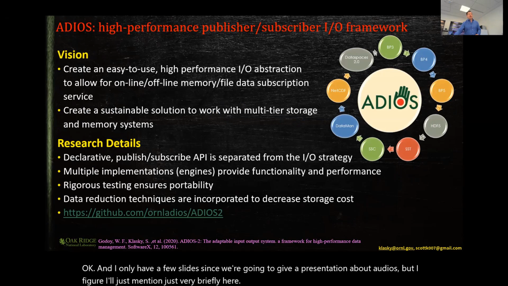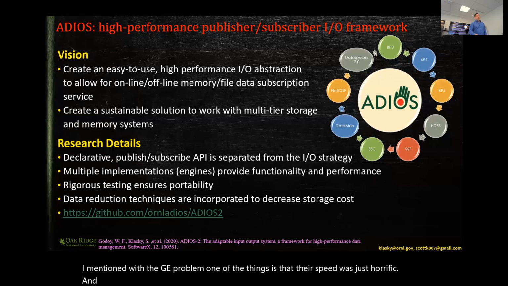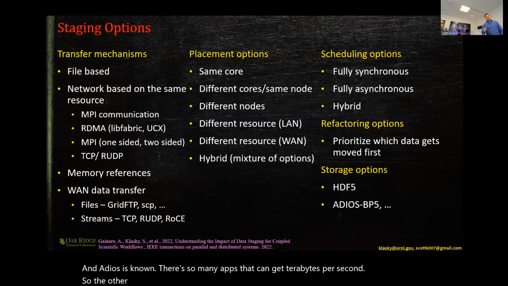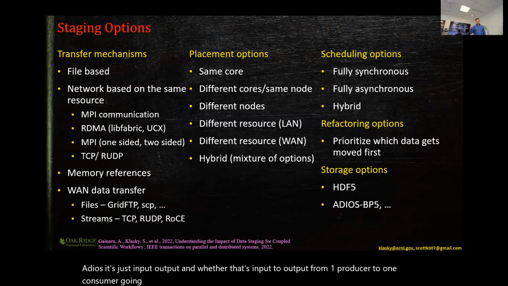I mentioned with the GE problem, one of the things is that their speed was just horrific. And ADIOS is known, there's so many apps that can get terabytes per second. So the other thing that we have is what we call componentization of IO. For ADIOS, it's just input-output. And whether that's input-output from one producer to one consumer going through storage, or whether we can just send data directly, why go through storage?